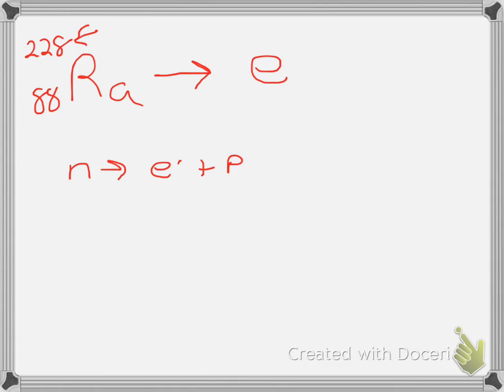So the proton number now goes up by 1. So our new atomic number would be 89. And then remember that the neutrons and protons contribute to the mass of the atom. The electrons really don't, so the atomic mass would stay the same. So it would be 228 still. And so we just went up the periodic table by 1, and so here we have an electron with a -1 charge.